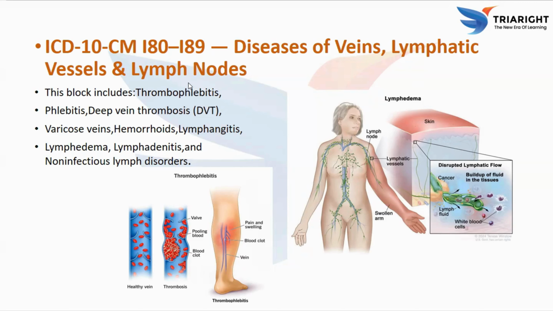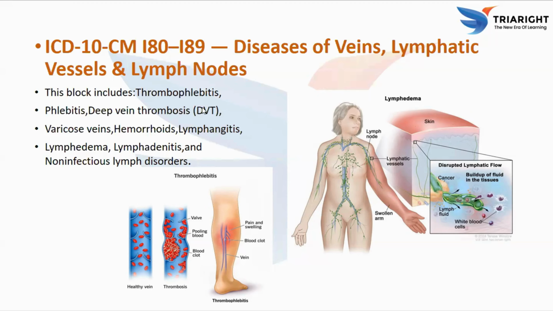So what do these codes describe? Coming to ICD-10 code ranges I-80 to I-89, what's included in this? The diseases of veins, lymphatic vessels and also the lymph nodes. So this code range covers the problems of the veins and lymphatic system.